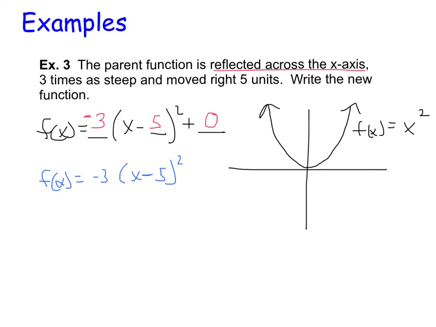Okay, so first of all, it moves 5 to the right. So 1, 2, 3, 4, and 5. I see it opens down because it's reflected across the x-axis, and it's 3 times as steep. So it's going to look something like this. And again, when I draw the steepness of it, I'm just kind of sketching it. I'm just approximating it. And that vertex right there is going to be at 5, 0. That's the vertex point. And that looks like that's my graph.